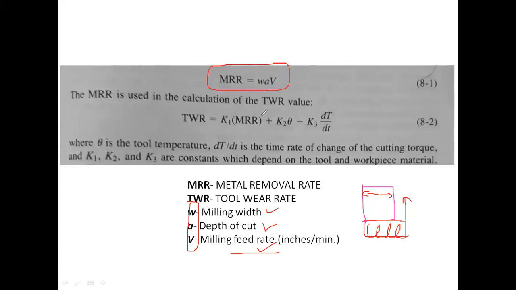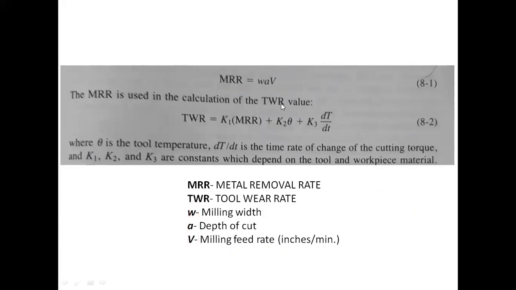So that is how you calculate the MRR. Okay, fine. What is TWR? Tool wear rate, TWR, is calculated by this formula: K1 times MRR plus K2 times theta plus K3 times dT by t. What are those terms? K1, K2, K3 are constants, which depend on the tool and workpiece material.